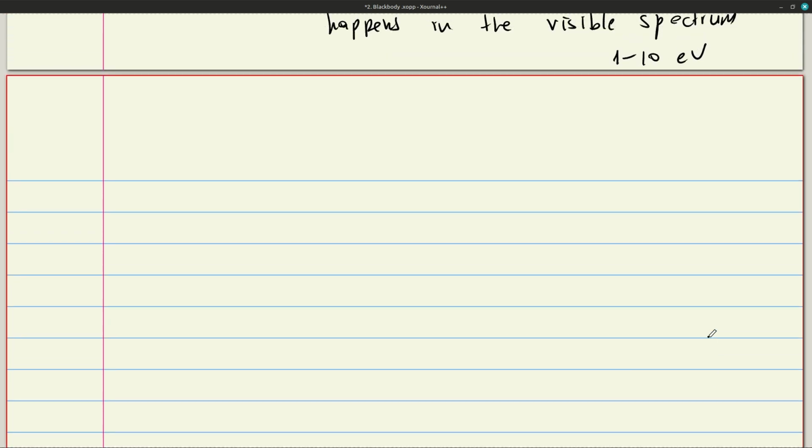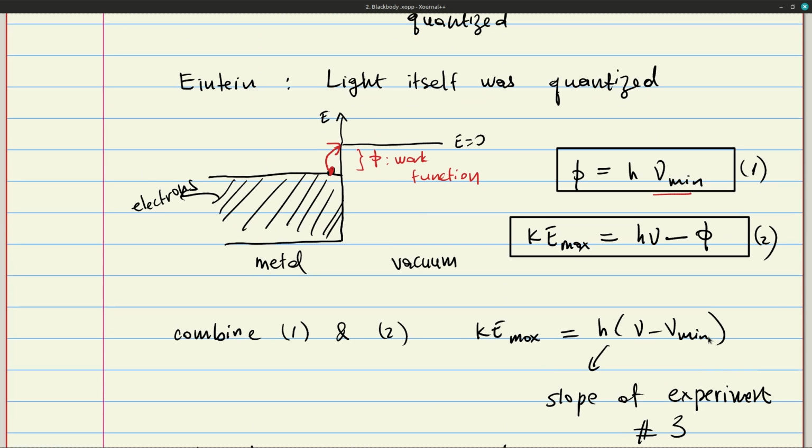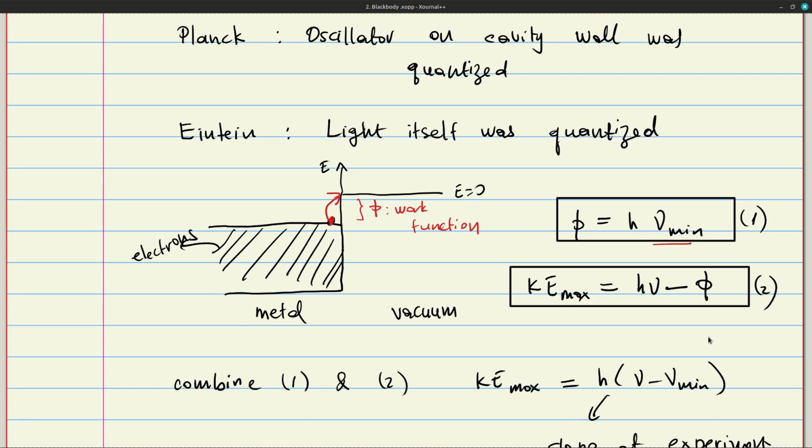Can you once more explain what you define as work function? So the work function is the minimum frequency, right? The minimum frequency you need to use to break at least one electron. Any frequency below that is not going to give any photocurrent, no matter how much light you send.